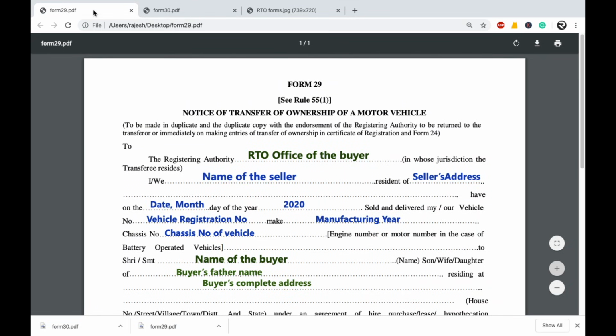This video is about how to fill RTO Forms 29 and RTO Form 30. Whenever you want to sell your vehicle to somebody else, then you need to submit these forms to your RTO office. Or if you want to transfer them online, then also you need to upload scanned copies of these forms in the RTO website. Let's see how to fill these forms.